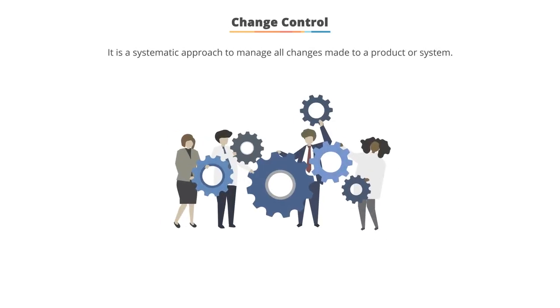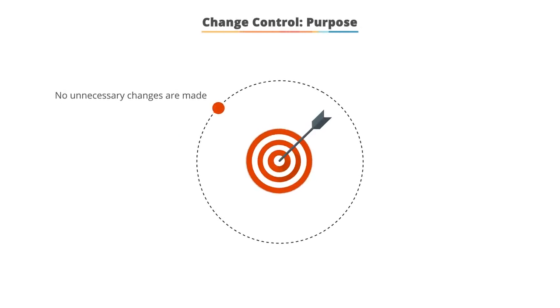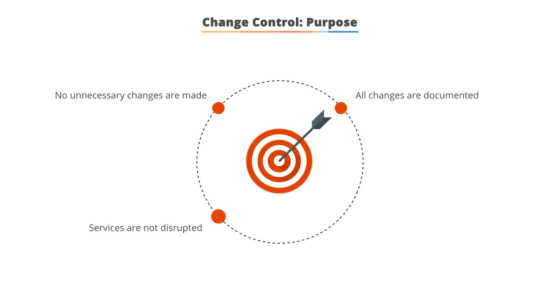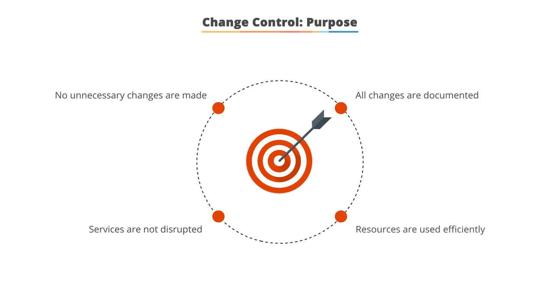Let's talk about change control. This is a systematic approach to managing all changes made to a product or system. The purpose is to ensure that no unnecessary changes are made, that all changes are documented, and that services are not unnecessarily disrupted and resources are used efficiently.